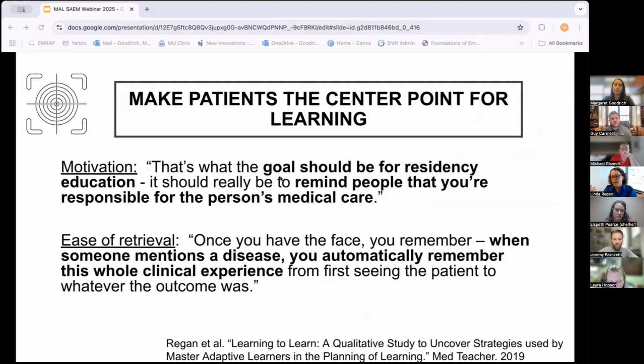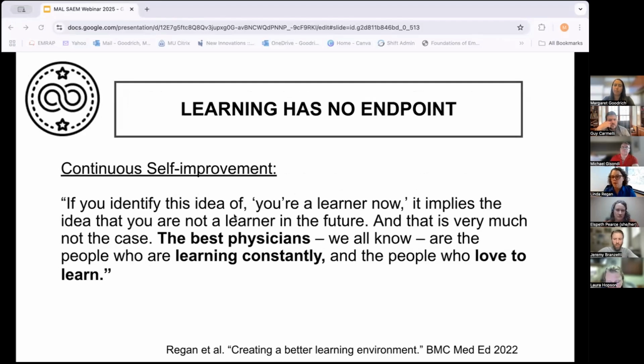So number 1, I think is the most obvious: make patients the center point for learning, right? For the next 4 slides, I pulled quotes from some of the work that we did, because I think that the concrete example of seeing what someone said is actually very helpful at helping you learn the material. So here, it's motivating: the goal for residency should be to remind people that you're responsible for the person's medical care. It also helps with the ease of retrieval, right? That idea that when you see someone, you remember that face, you remember the person who came in with that specific disease process.